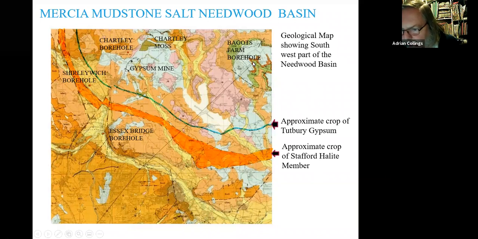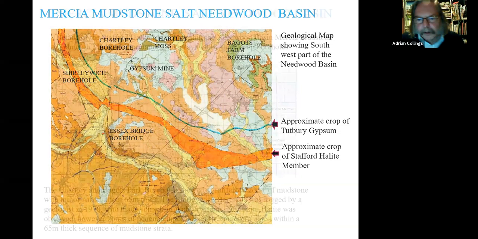There is a Baggots Farm borehole. There is the Chartley Moss, the Chartley borehole. There's a gypsum mine. There was a Shirley Witch borehole and the Essex Bridge borehole.